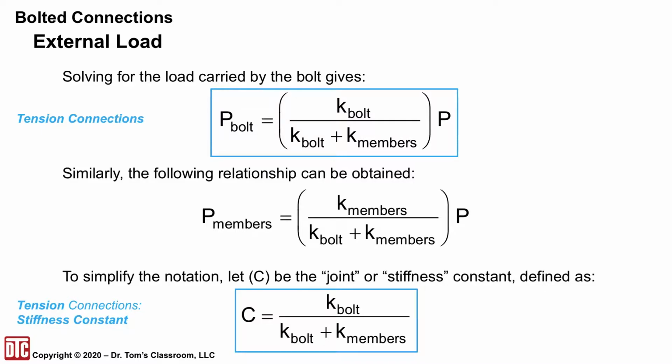And to simplify things, a joint stiffness constant, which is labeled C, is defined as the following. So it makes things a little bit easier. They can give you this value in the statement of the problem: K bolt over K bolt plus K members.